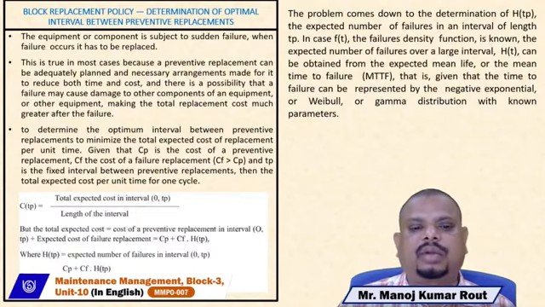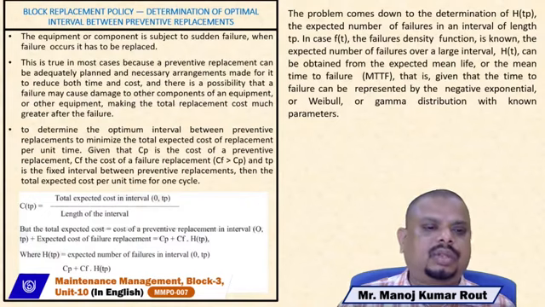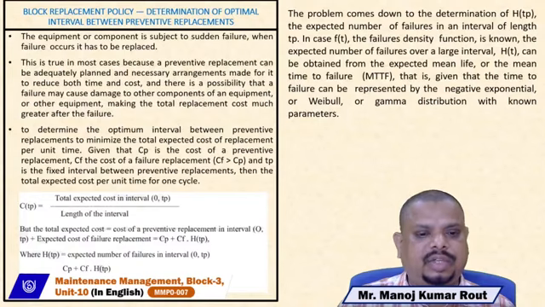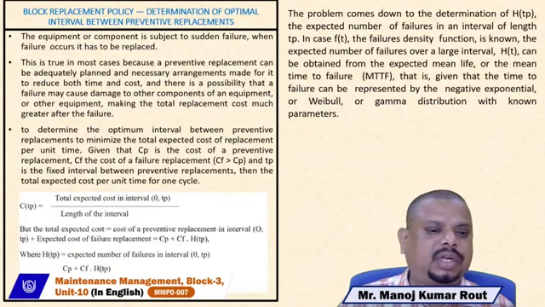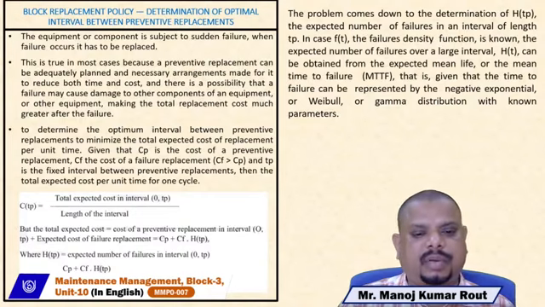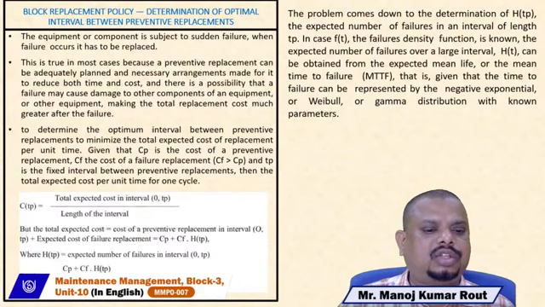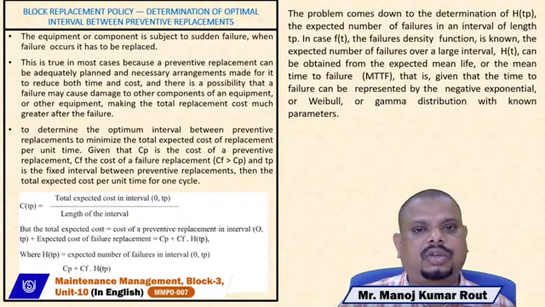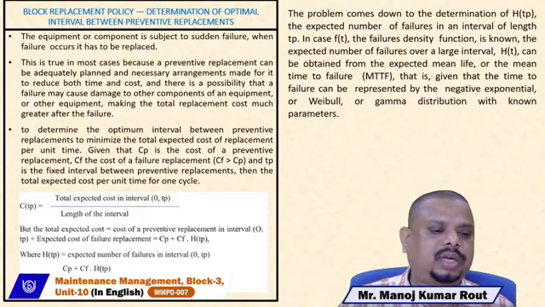So, to determine the optimal interval between preventive replacements to minimize the total expected cost of replacement per unit time, given that CP is the cost of preventive replacement, CF is the cost of failure, and CF is always greater than CP, and TP is the fixed time interval between preventive replacements. Then the total expected cost per unit time for one cycle equals C(TP), the total expected cost in the interval divided by the length of the interval. In this way, we have to calculate the total expected cost.